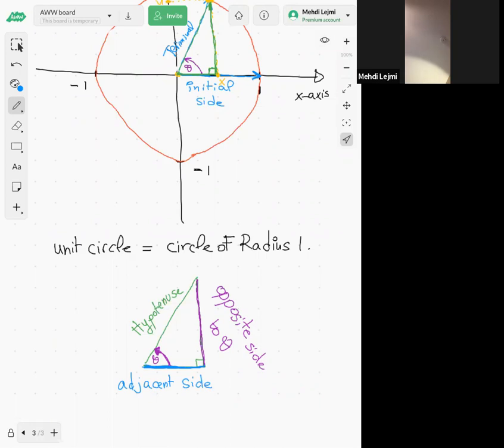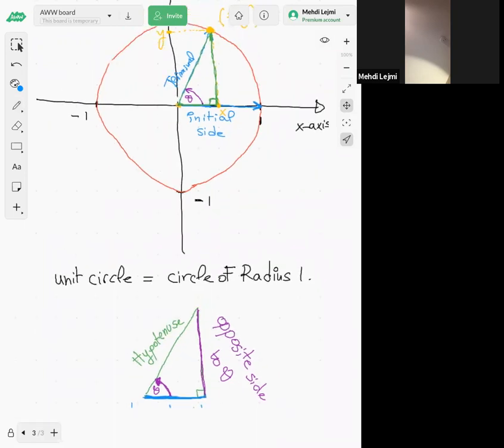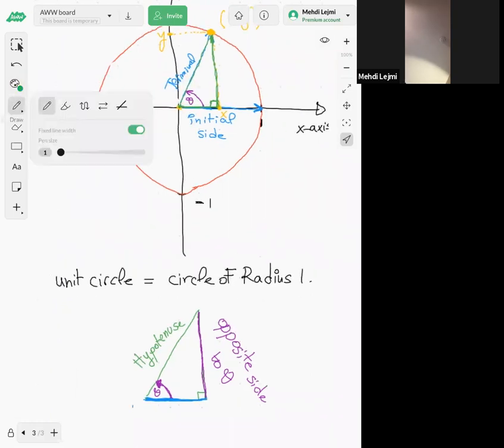Now, what will be the length of the hypotenuse, guys? The hypotenuse is my terminal side. What's the length of this hypotenuse? Well, this is a unit circle. We said if you go from the origin to a point of the circle, that will be equal to the radius, which is 1. So this hypotenuse is equal to 1, because I have a unit circle.